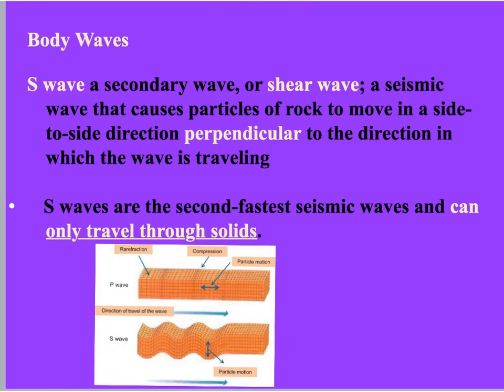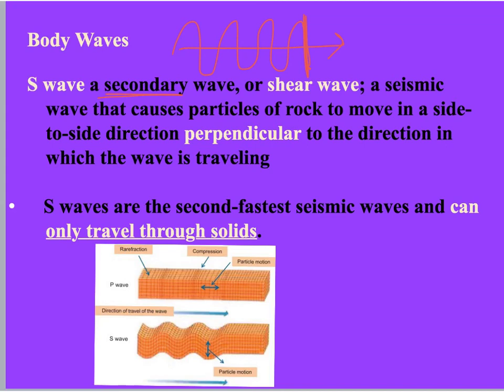The next kind of wave is called the S wave or secondary wave, also known as a shear wave. It's a seismic wave that causes particles of rock to move in a side-to-side direction perpendicular to the direction in which the wave is traveling. So side to side, meaning it's going up and down, right? If the wave is traveling this direction, notice how it's moving perpendicular, up and down, relative to the direction of the wave.